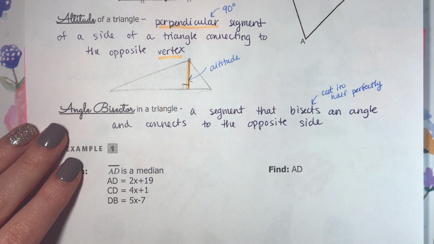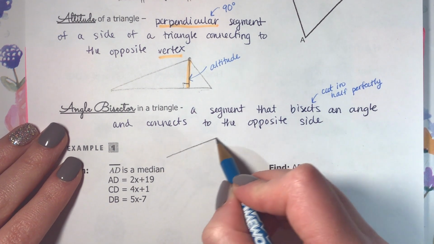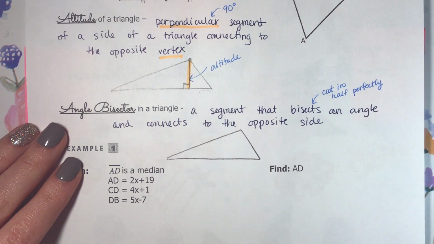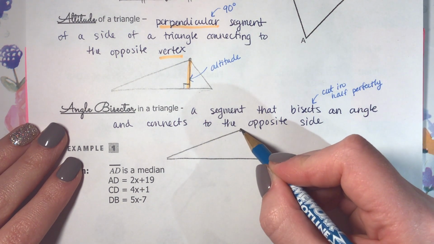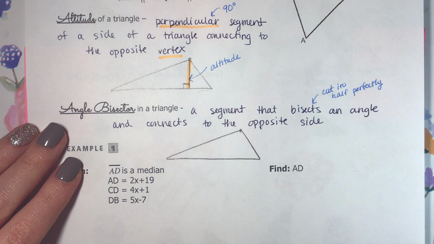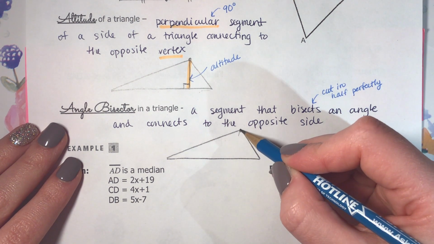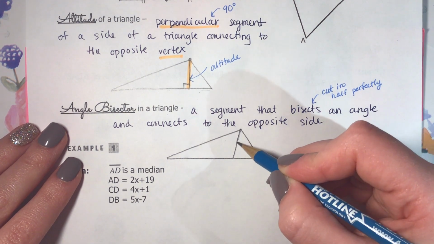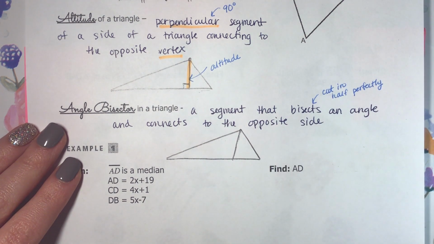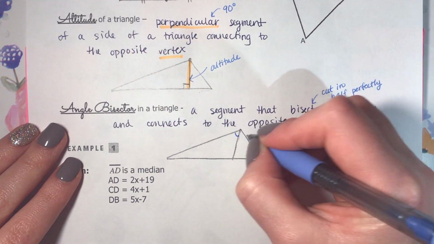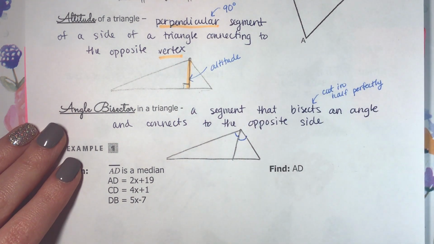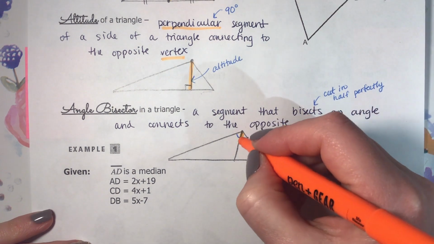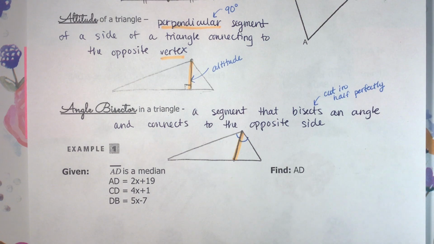So if I were to draw my triangle this time, I'm trying to draw them relatively similarly so you can see the differences between them. I'm going to start at this angle, but this angle needs to be bisected. So I'm going to do my best to make it look like this angle is cut in half. Okay, yeah, that looks pretty close to half. So that means this part and this part are congruent, and then it just goes to the opposite side. So this guy right here would be the angle bisector.